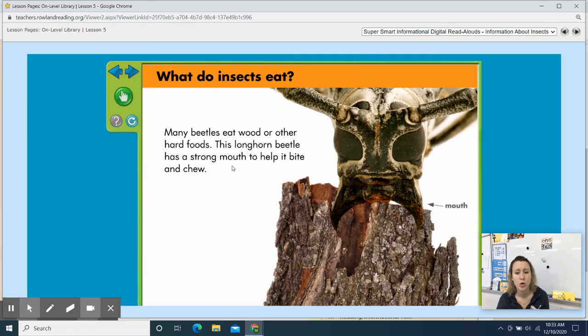Many beetles eat wood or other hard foods. This longhorn beetle has a strong mouth to help it bite and chew. So this is its mouth. Those are its like teeth. Ooh, watch this. Would you want to get bitten by that? Not me.